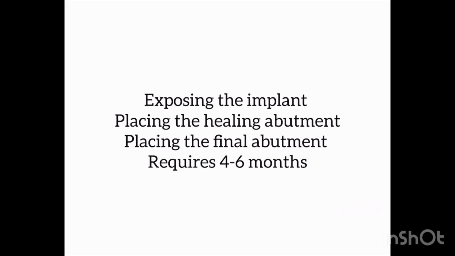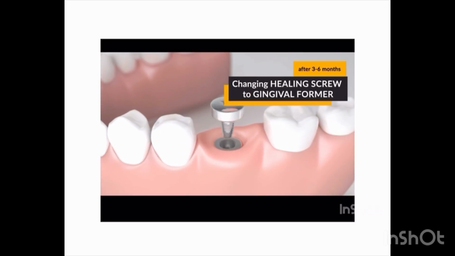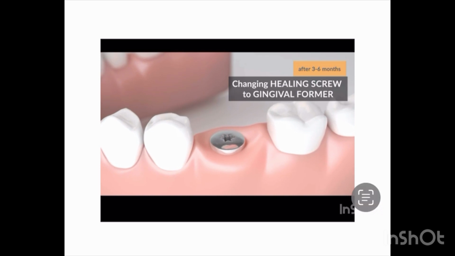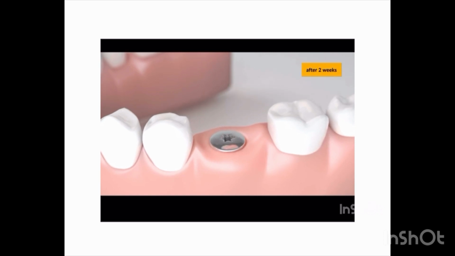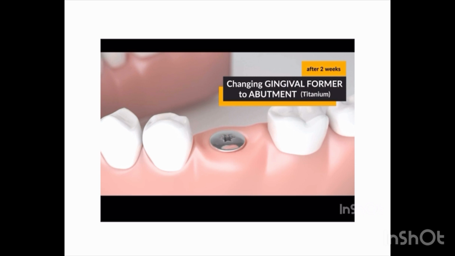You can see exposing the implant. How it is done: at first we will expose the implant, take out the screw, place the healing abutment, and then we'll change it to the final abutment, and this process takes about 4 to 6 months. See, after 3 to 6 months, once osseointegration is complete, we change the healing screw to the gingival former, and then after 2 weeks we change the gingival former to the abutment, and healing of the gingiva takes about 2 weeks.